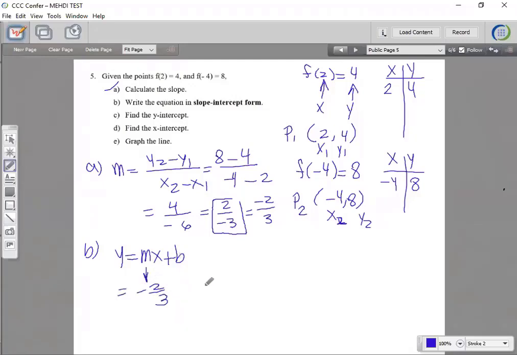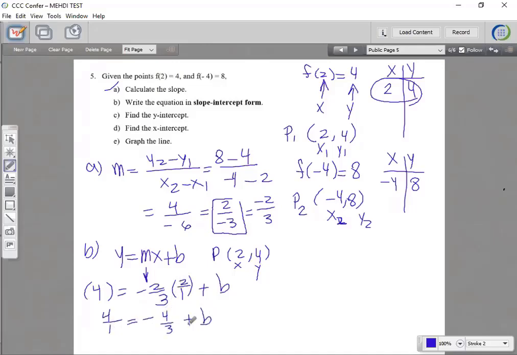I don't know b, but I can solve for b if I substitute for x and y in this equation either of these 2 points. Doesn't matter which one. I'm going to pick this point here, 2 and 4. Everywhere I see x, I'm going to put 2 or 2 over 1. Everywhere I see y, I'm going to put 4 or 4 over 1. So you get 4 over 1 equal to minus 4 over 3 plus b.